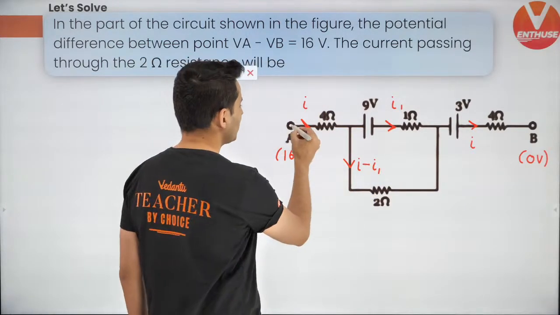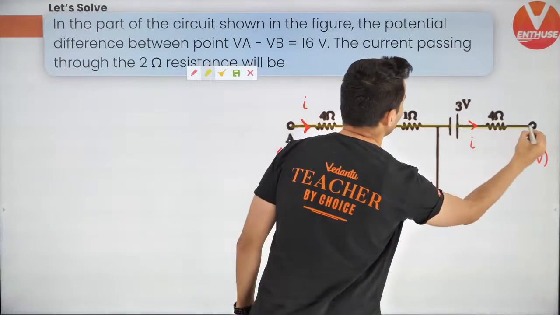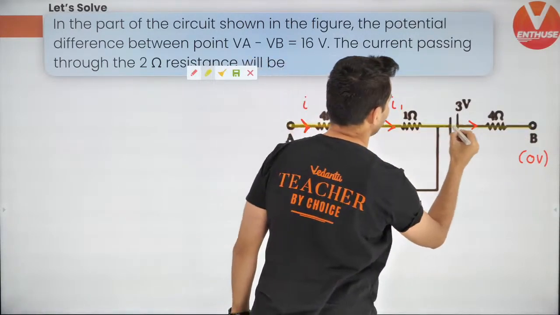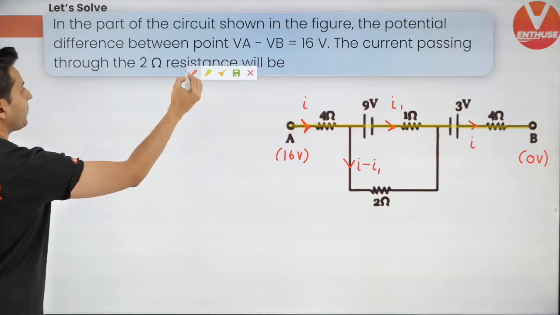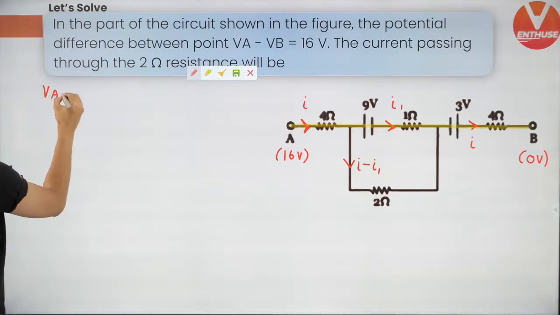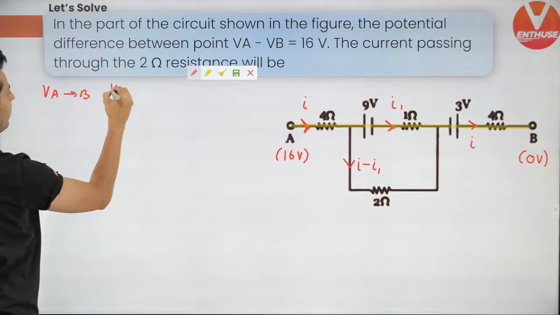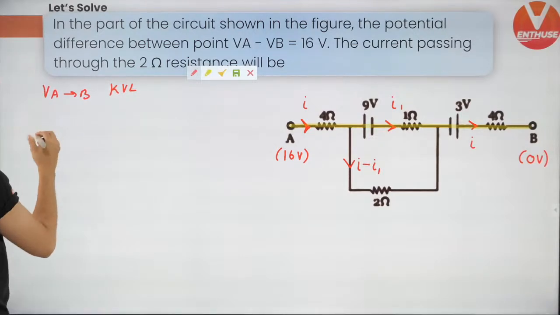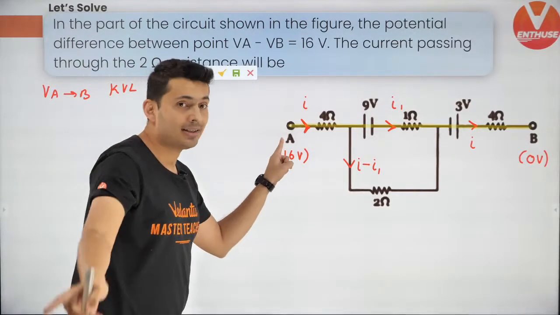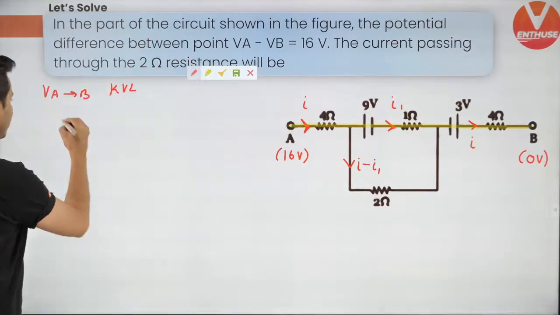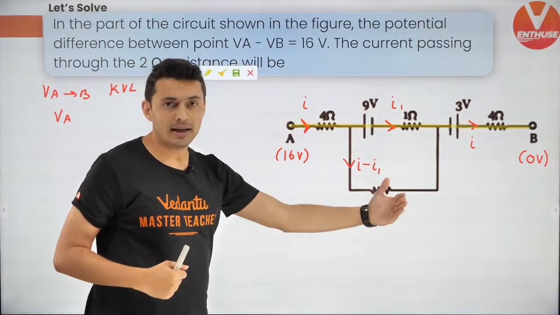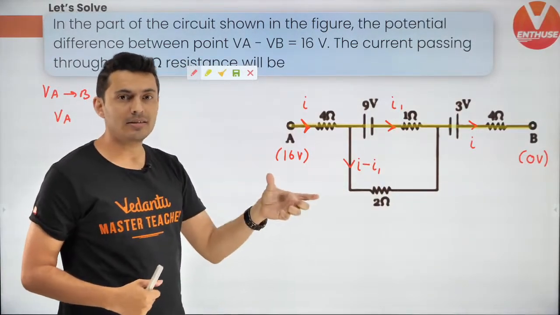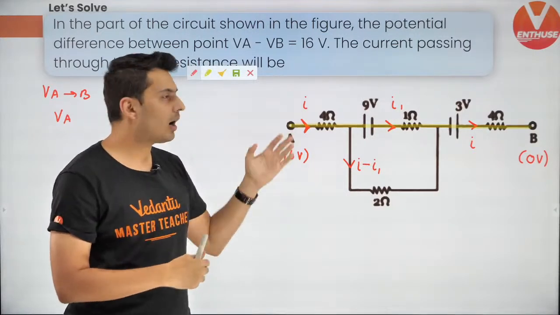For example, you start from point A and go to point B like this. For example, you go like this. So how will it look like? So from A to B, if you apply Kirchhoff's voltage law, this is how it's going to look like. You first tell me what is the potential of point A, and then whatever I encounter ahead, add those potentials or subtract those potentials accordingly.